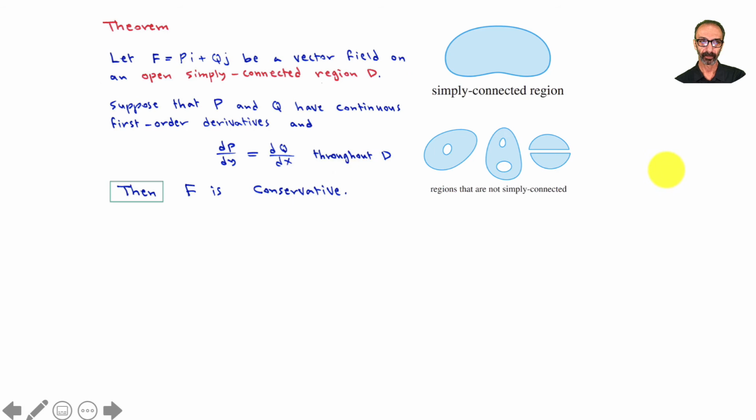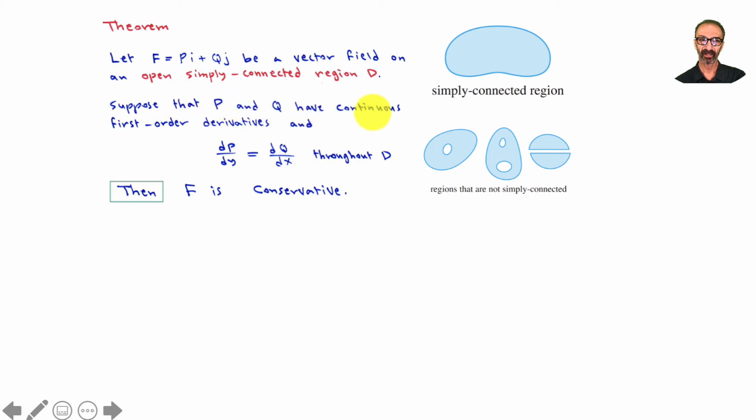Theorem. This is when we say the converse, or going back, is not true in general; this theorem adds to it. It says let F equals P i plus Q j, with P of x,y i and Q of x,y j, be a vector field on an open simply connected region. This is called a simply connected region. Regions that are not simply connected.